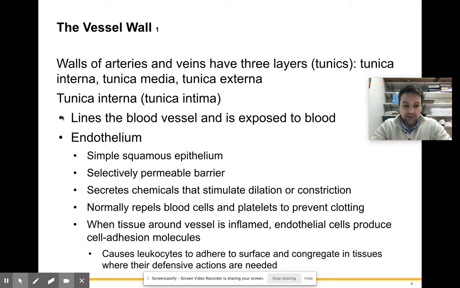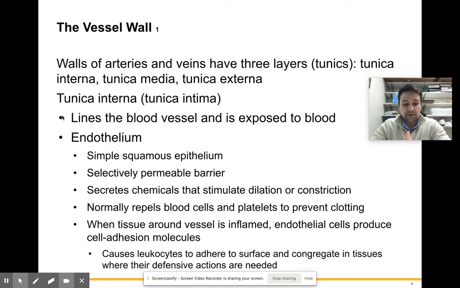Okay, normally this area repels blood cells and platelets so that clotting does not occur. Sometimes you want clotting to occur, and then a whole different cascade will happen, which we talked about in previous lessons. When the tissue around the vessel is inflamed, the endothelial cells will produce cell adhesion molecules. What that will do is it'll cause white blood cells to adhere to the surface and congregate in tissues where they might be needed.